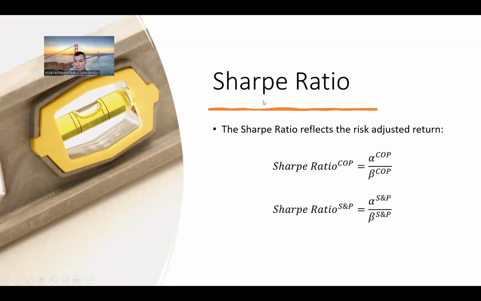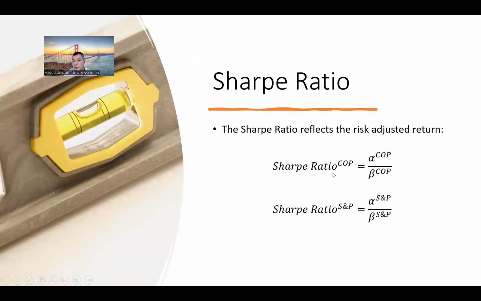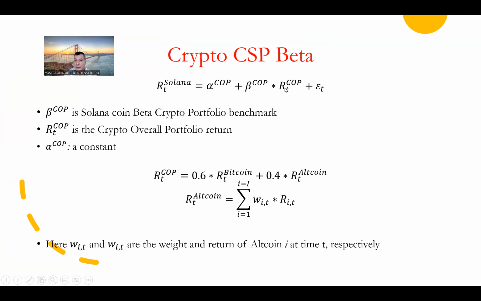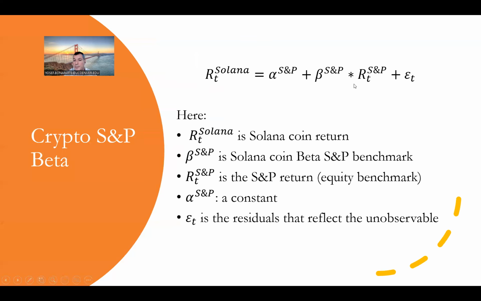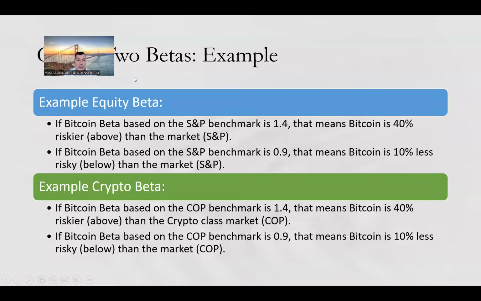Once we get the estimates of alpha and beta COP, we're going to calculate two Sharpe ratios. One Sharpe ratio if you regress based on the crypto overall portfolio, and a different Sharpe ratio if you regress based on the S&P. So you have two Sharpe ratios, one for the crypto, one for the S&P, because each coin has two betas. So two betas generate two Sharpe ratios.